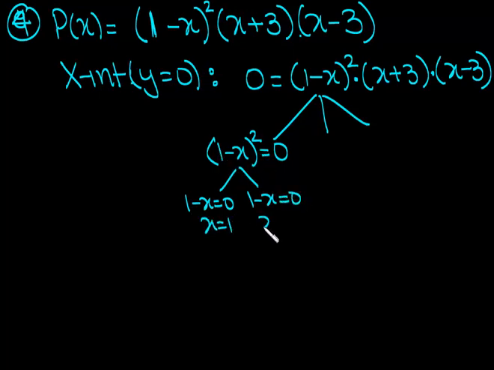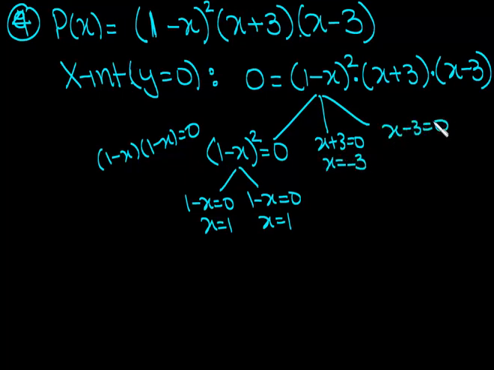So we get x is 1 and x is 1. I hope you guys can realize that, because this is 1 minus x times 1 minus x is 0. Over here we get x plus 3 is 0, so we get x is equal to -3. And we get x minus 3 is 0, so we get x is equal to 3. So we found 1, 2, 3, 4 x-intercepts.